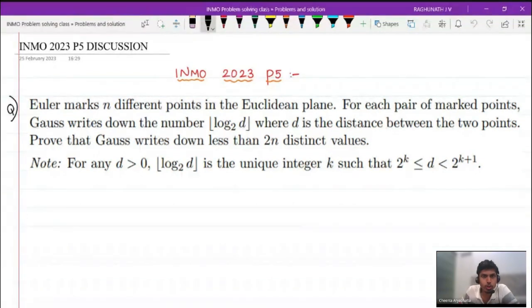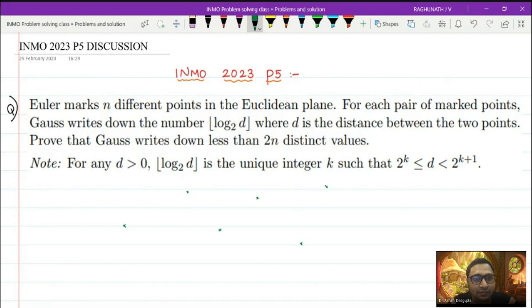Well, this is the fifth problem of INMO 2023. It states that you take the Euclidean plane, and you mark some n different points. They might be collinear or non-collinear. And for each pair of marked points, Gauss writes down the number floor of log d to the base 2.